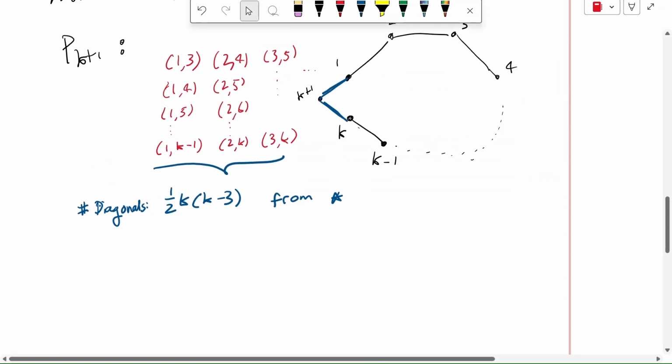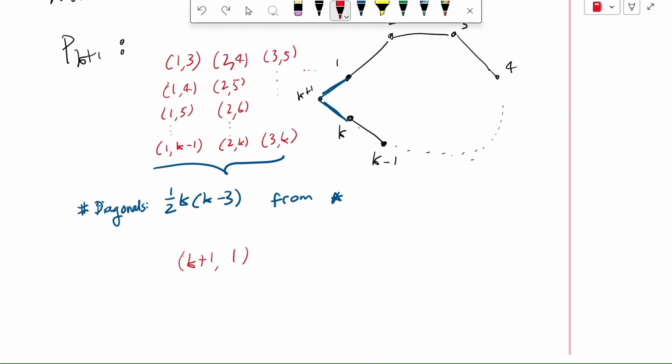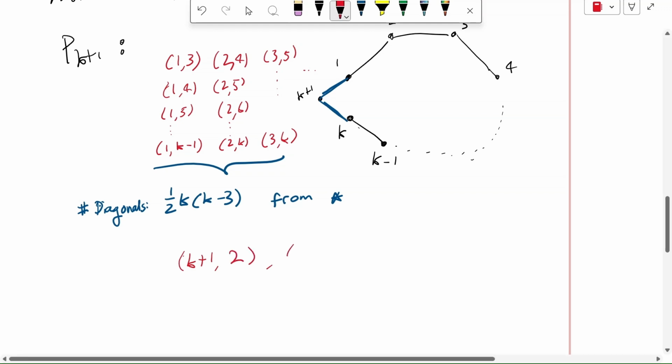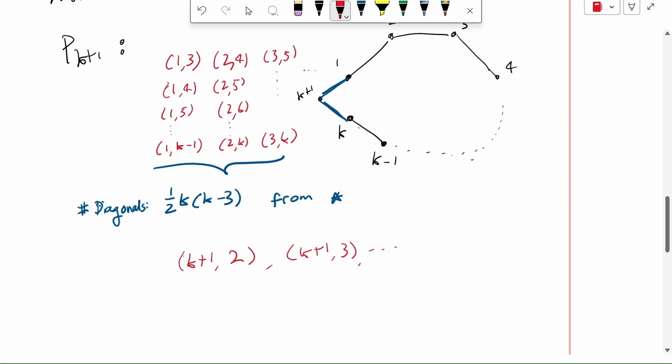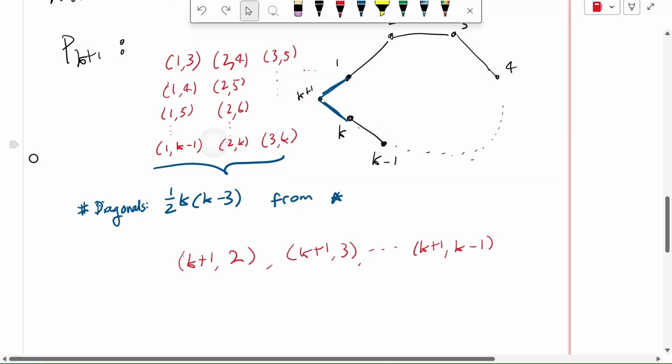So let's think about what new diagonals will be added to our list. It's all the ones that join into k+1. Now I can't have 1 because that would be an existing edge, but I can have k+1 and 2. I can have k+1 and 3. And I can go all the way up to k+1 and k-1. So that would be that one there. I've drawn the polygon a little bit weird, but that would be a diagonal. You can't have k+1 with k because that would be an existing edge there.